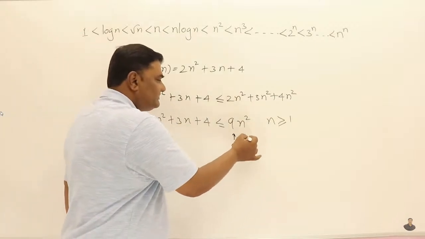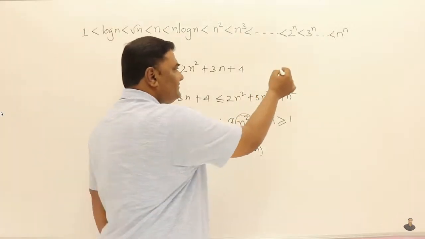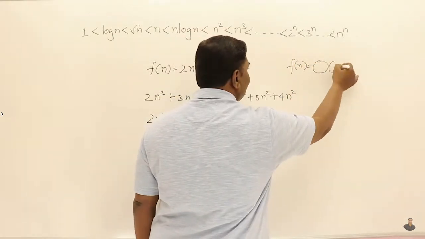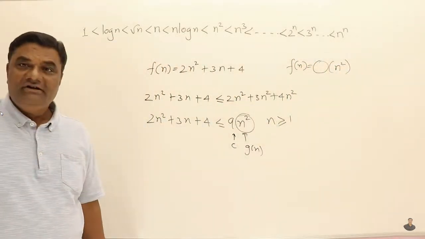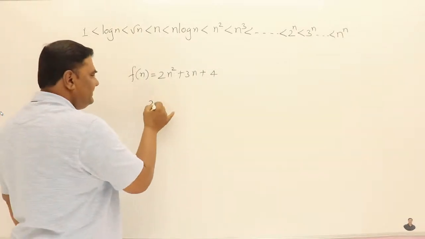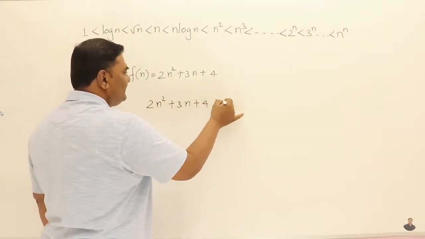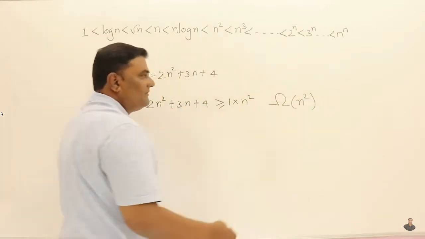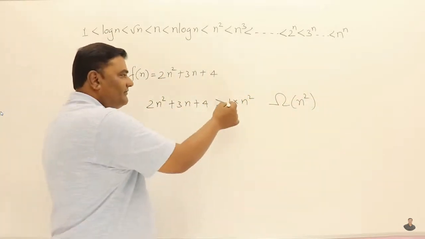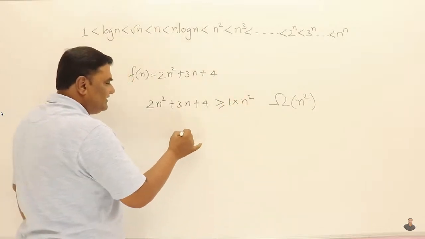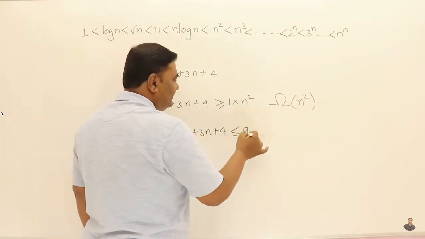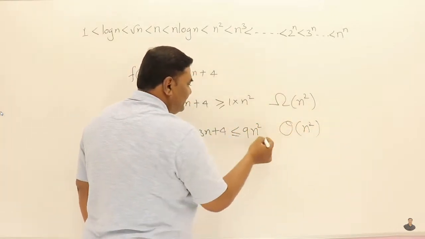So this is c and this is g of n. So f of n is big O of g of n. So g of n is what? n squared. F of n is big O of n squared. Now for the same function, I can say 2n squared plus 3n plus 4 is greater than or equal to 1 into n squared. So it is omega of n squared. Now 2n squared plus 3n plus 4 is lying in between 1n squared and 9n squared. So this is theta of n squared on both sides.